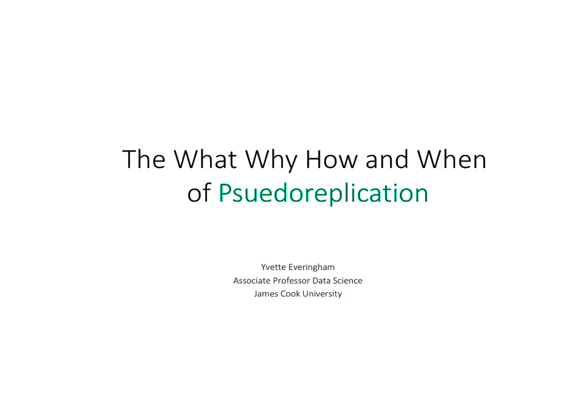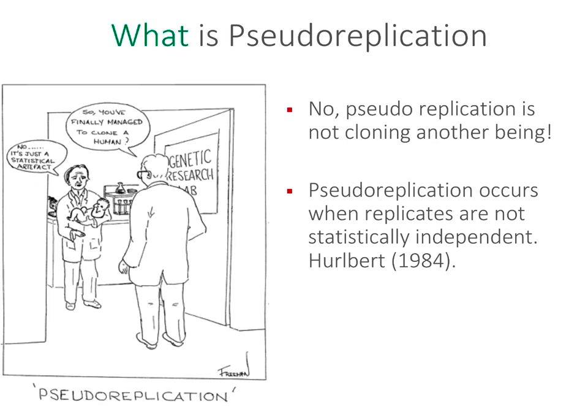In this screencast, I'd like to talk about pseudo-replication, and in particular, what is it, why do you need to know about it, how do you do it, and when should you do it. So pseudo-replication occurs when replicates are not statistically independent, and Hurlbert in 1984 published a paper on this, and it's received thousands and thousands of citations, so I urge you to have a look at that paper.